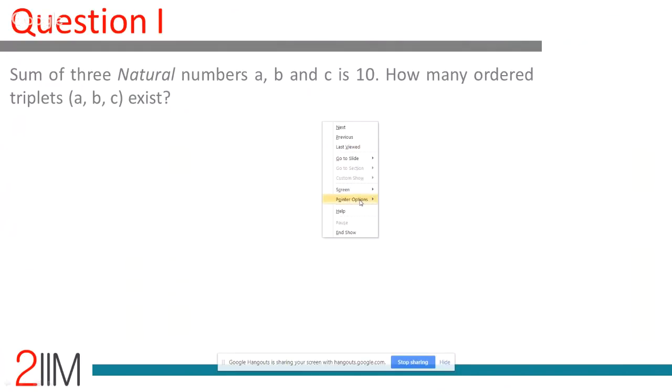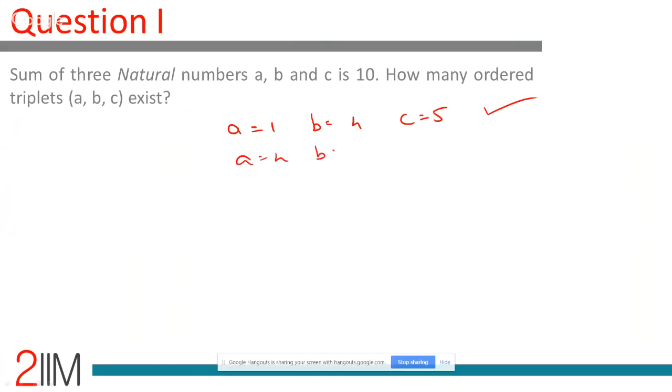exist? So before we even dive in, I'm going to give some time for you guys to dive in. What do we mean by ordered triplets? Ordered triplets, order matters. What do we mean by that? So suppose we had A equal to 1, B equal to 4, C equal to 5. 1 plus 4 plus 5 is 10. We'll count this, of course, 1, 4, 5. But then we could have a scenario where A is 4, B is 1, C is 5. That will also get counted. And so 5, 1, 4 will also get counted. When you're saying ordered triplets or ordered pair, it's simply order matters. And so 1, 4, 5, 4, 1, 5, 5, 1, 4, all of them will get counted.